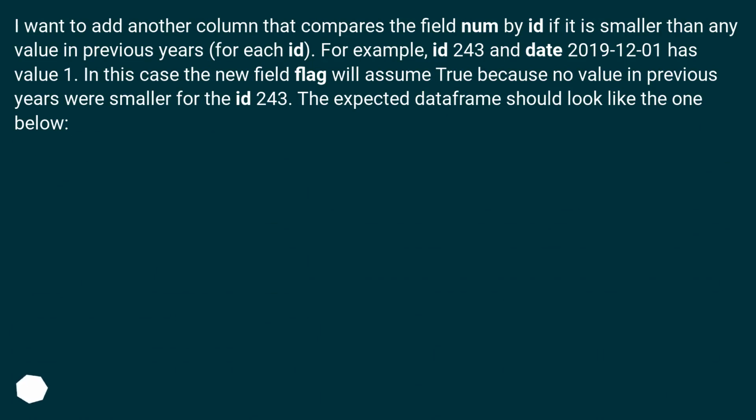I want to add another column that compares the field num by it if it is smaller than any value in previous years, for each id. For example, id 243 and date December 1, 2019 has value 1. In this case the new field flag will assume true because no value in previous years were smaller for the id 243. The expected data frame should look like the one below.